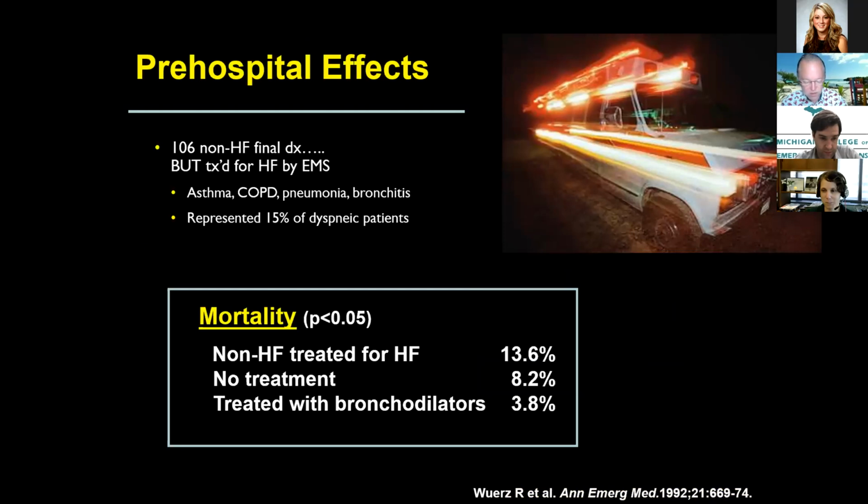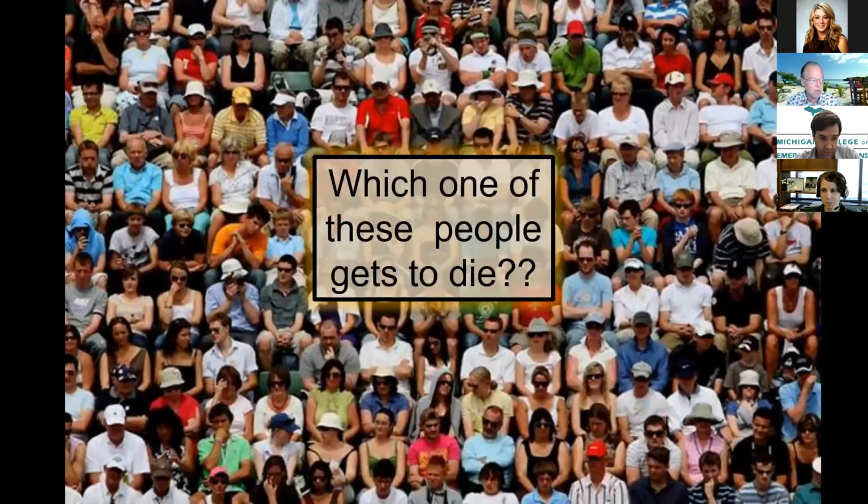Because one of the take-homes for this, you could just treat everybody for heart failure if the time is so important. But the reality is those people who got heart failure treatment who didn't need it, their mortality went from 3.8% because they were treated with bronchodilators to 13.6% because they were getting heart failure treatments, not bronchodilators. That mortality increase is 250%. So it's a decrease if you treat them early and you're right, and it's a 250% increase if you treat them early and you get it wrong. So getting it right is really important in sick heart failure patients, because essentially, if you're not getting it right, you're just deciding who's going to die.